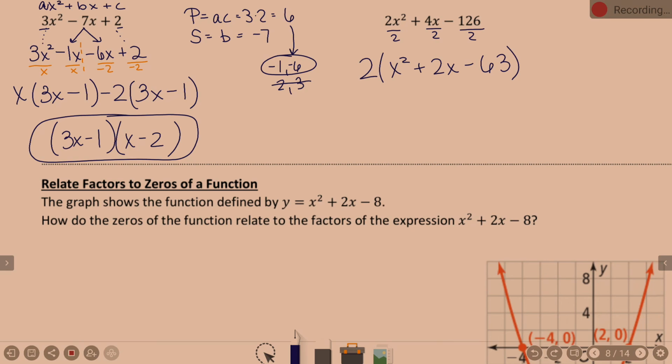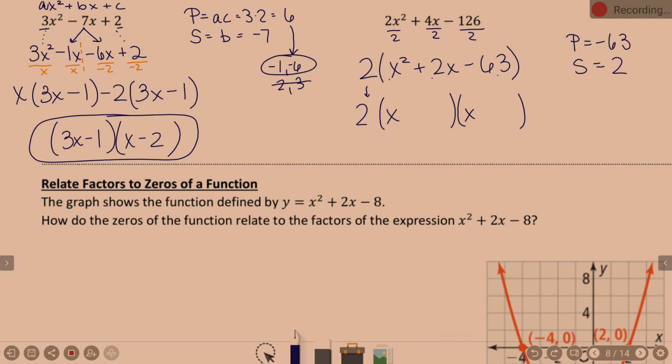Now, do I have to do product of AC? No. Because this is just an x squared, we're going to keep the 2 out front, but because this is just an x squared, we're going to break it into x and x. What numbers are you trying to multiply to get? Negative 63. What do we want them to add to be? 2. It's probably -7.